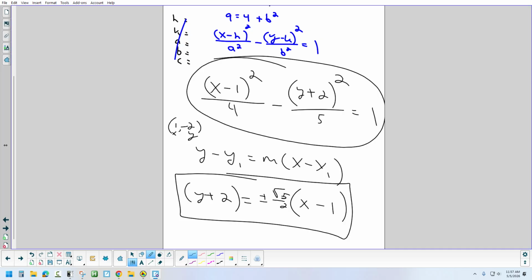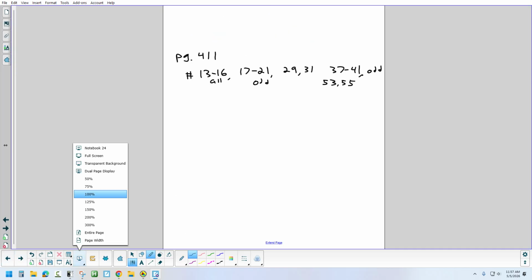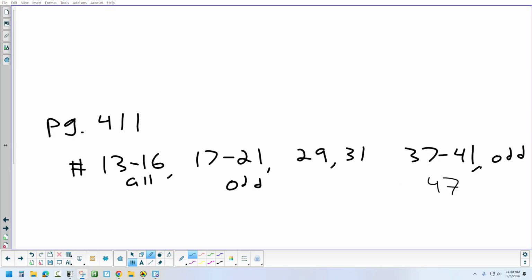So that's the end of Conics. Okay, so homework, it's 13 to 16, that's all. 17 to 21 odd, 29, 31, 37, 41 odd, and then 47.